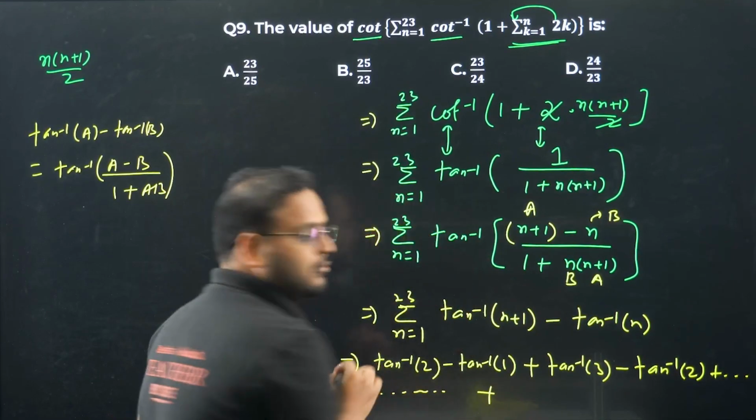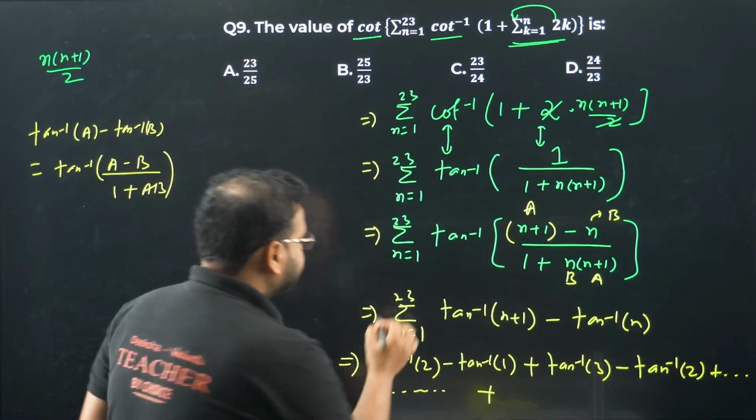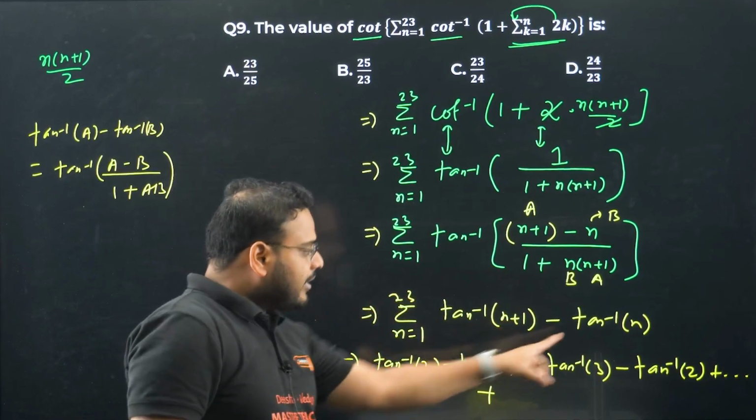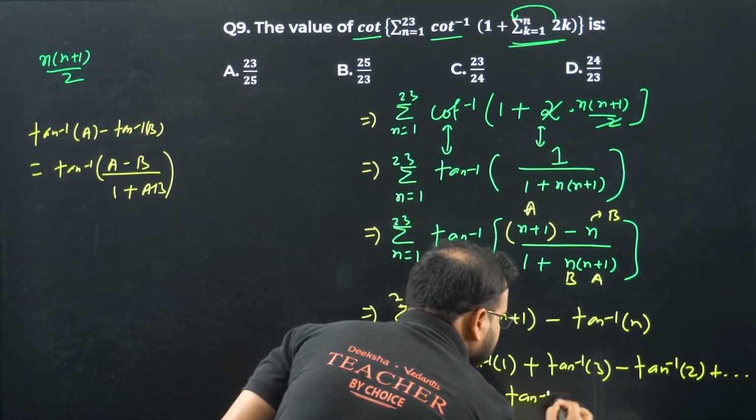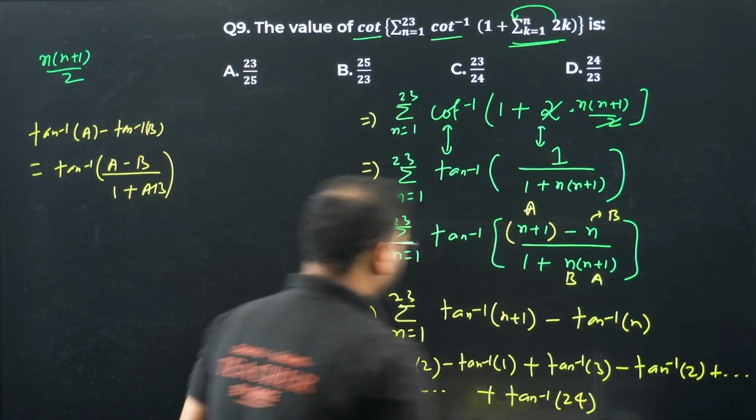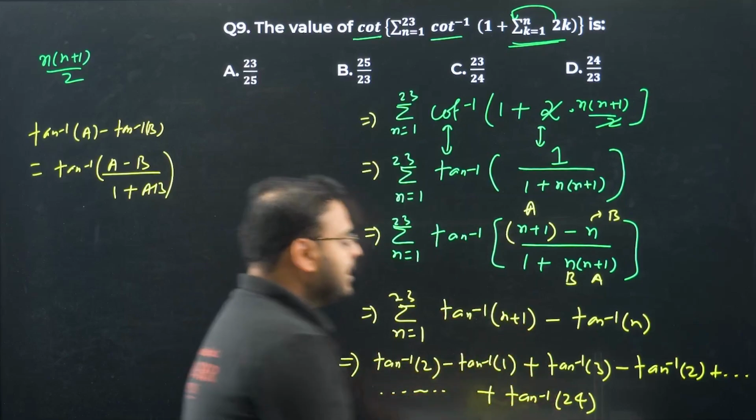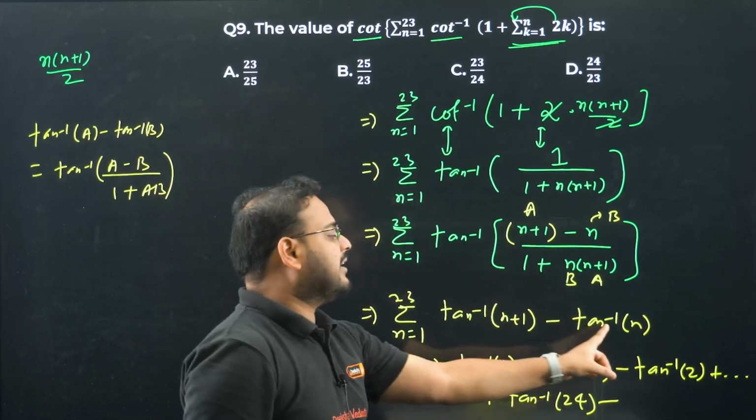And the last one. What's the last one, dear? 23. So it'll become 24. That will become 23. So I'll have tan inverse of 24. How come, sir? 23 plus 1, so 24. And there's a minus sign. This will become tan inverse of 23.